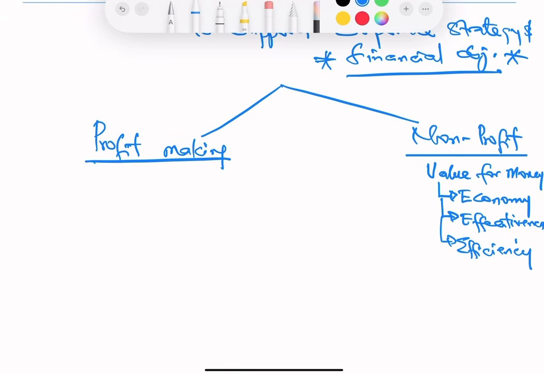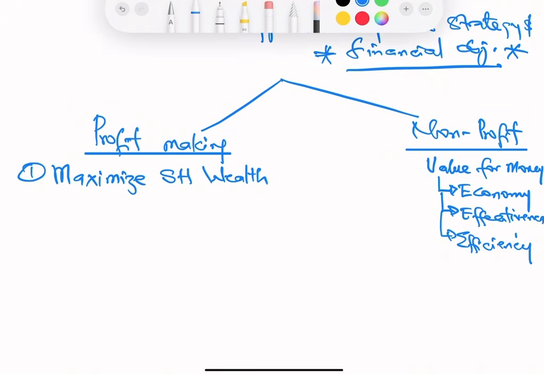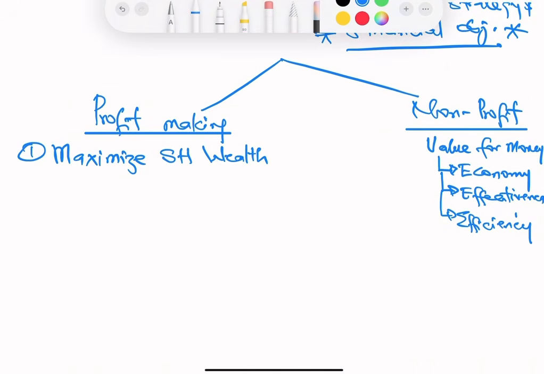But for profit making, which is where this course focuses mainly on, you're looking at number 1, which is the most important objective, to maximize the shareholders' wealth. You want to maximize shareholders' wealth. And when you are talking about maximizing shareholders' wealth, what you are talking about is both increase in share price, so share price appreciation, and likewise the ability to pay dividend. So you are looking at prosperity, and you're also looking at sustainability.